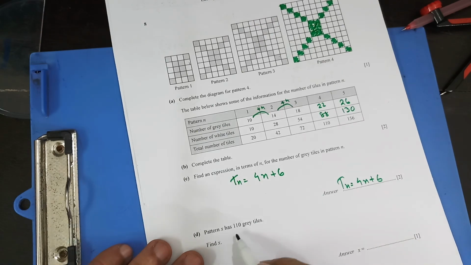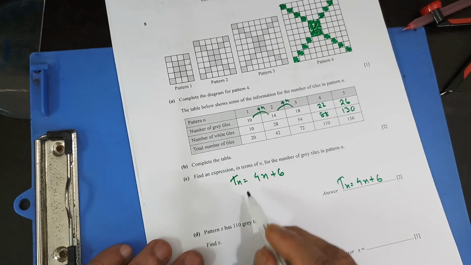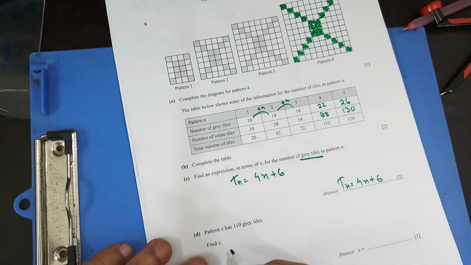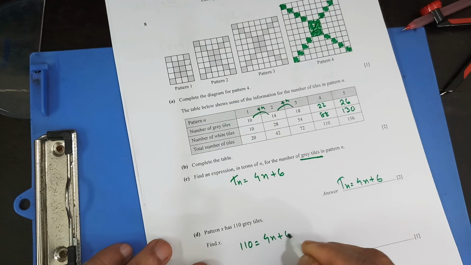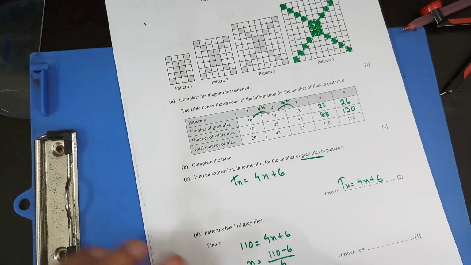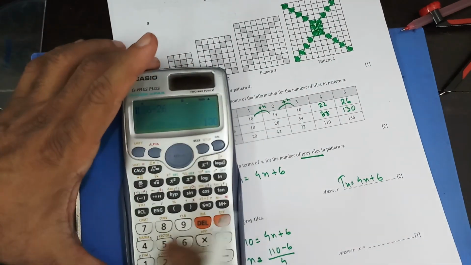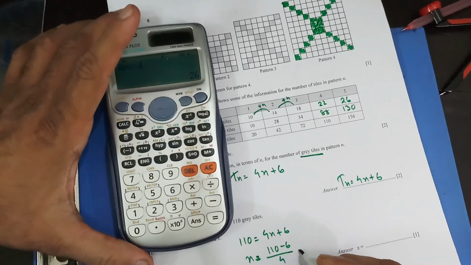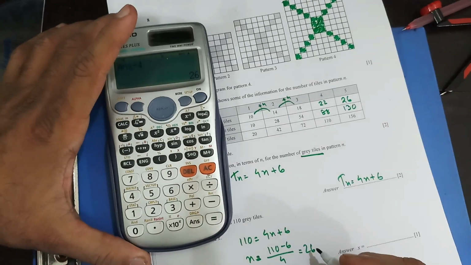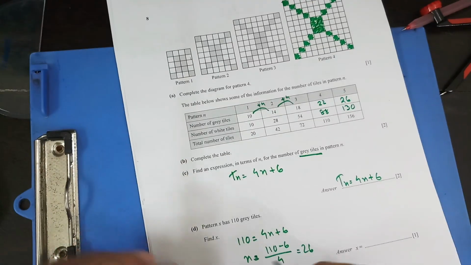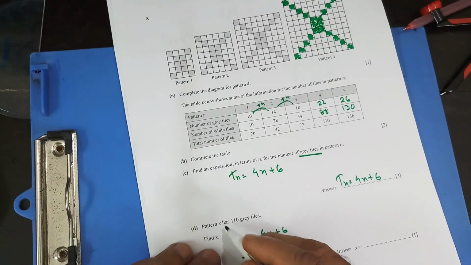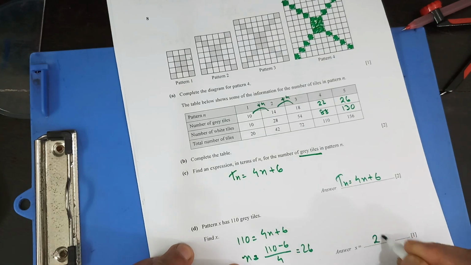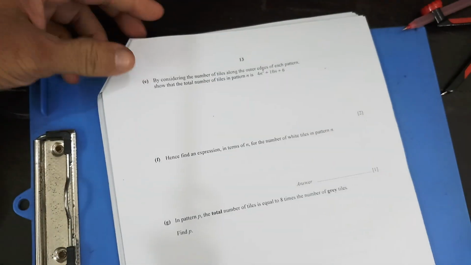Okay, pattern x has 110 gray tiles. This is the gray tiles one. So this pattern has 110. So 4n plus 6. So n is going to be 110 minus 6 divided by 4. So that's going to be 110 minus 6, that's 104 divided by 4. That means 26. Okay, so n, here x, instead of n they put x, so x is 26. So this one is done.